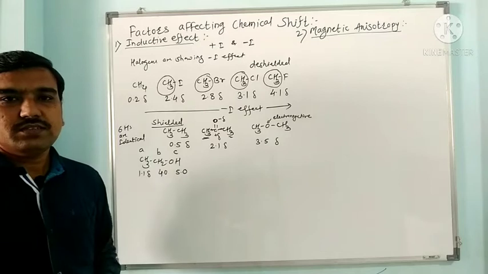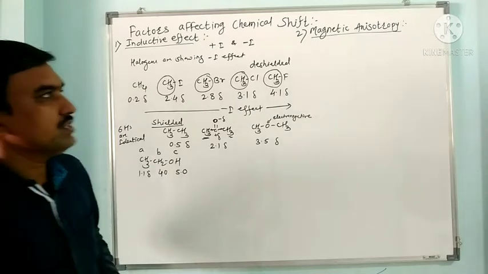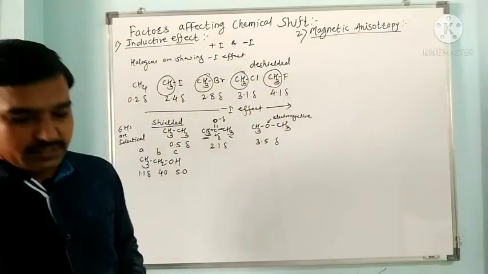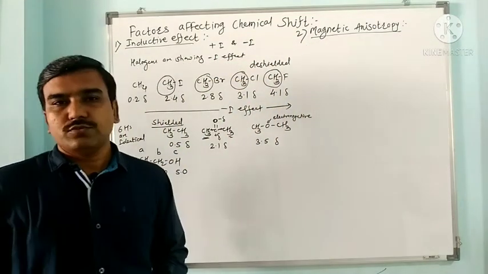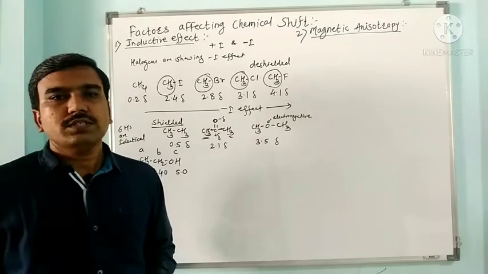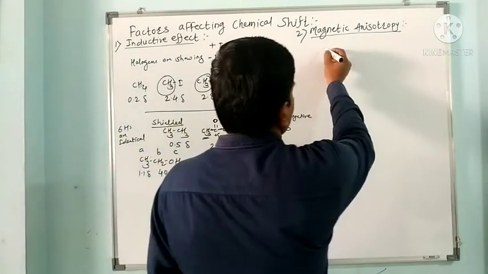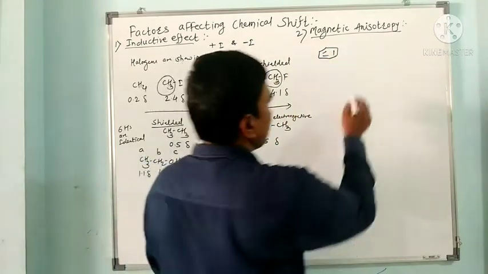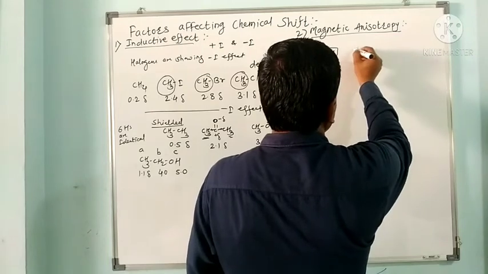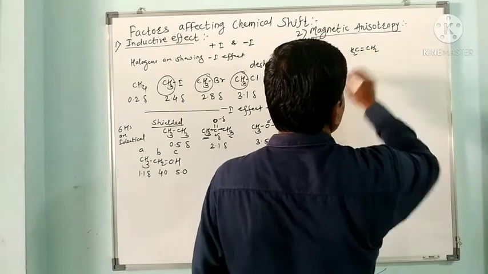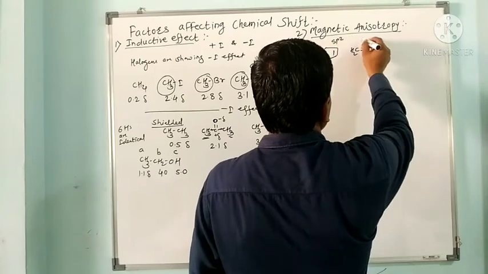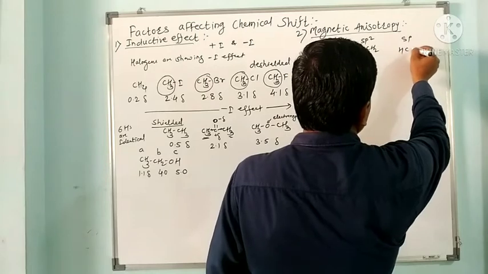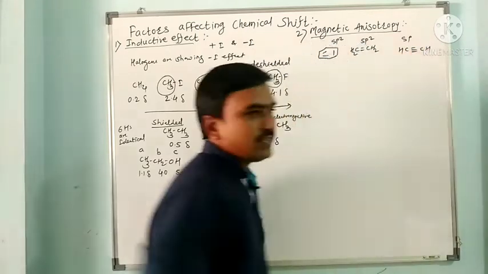Now next we have to see magnetic anisotropy. This is a very important effect which can be observed in the case of multiple bonded compounds or pi bonded compounds. For a simple example, benzene contains sp2 hybrid carbons, then ethylene, CH2 double bond CH2, is again sp2, and then the sp hybrid such as HC triple bond CH, which is acetylene.